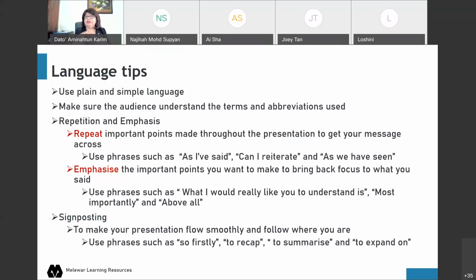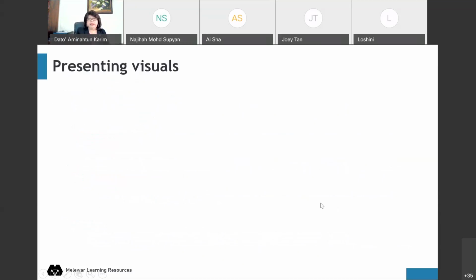Or just now I said, let me recap about the objective, let me recap about what a presentation is all about. You can also, at the end of it, summarize. Like Nick would say, to summarize, I am selling this product, and this product gives these benefits. He summarizes it, okay? Or you can use "to expand on." Basically, that is called signposting, and it's natural when you are doing a presentation to use these tips, yeah?